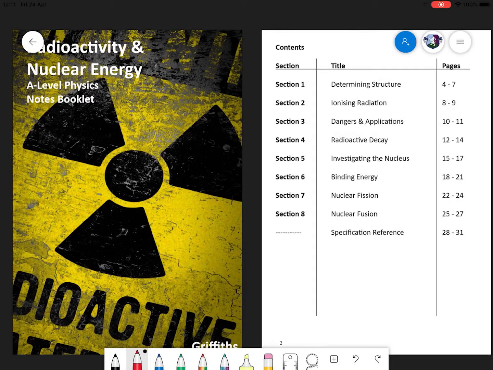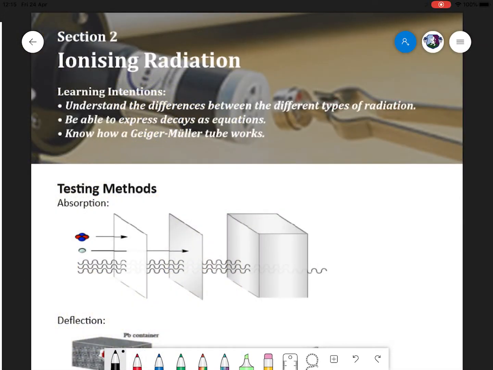In this video, we'll be looking at the second section of the Radioactivity and Nuclear Energy booklet, Ionizing Radiation. Now, this section primarily looks at the three types of ionizing radiation that can be detected through use of a Geiger-Müller tube, often known as the Geiger counter.